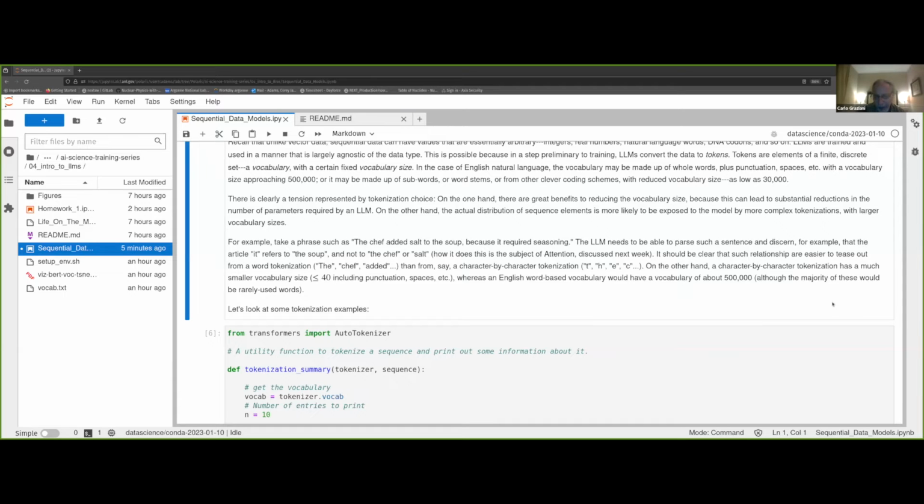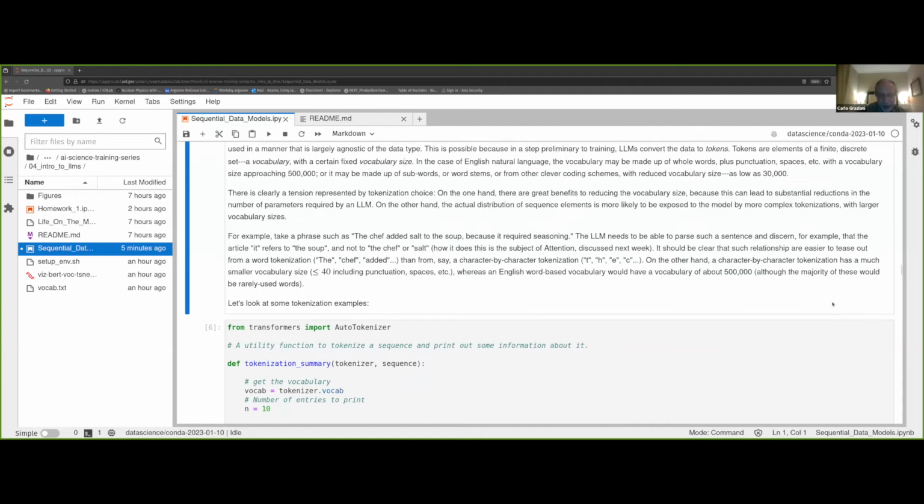The reason I bring this up is that this relationship is easy to figure out if you start from a word tokenization: the, chef, and added. But if you had started with tokens that were individual letters, it might be a lot more difficult. It might take a lot more data to find this relationship statistically, to figure out what "it" refers to in a context like this. So this is the tension that has to be resolved.